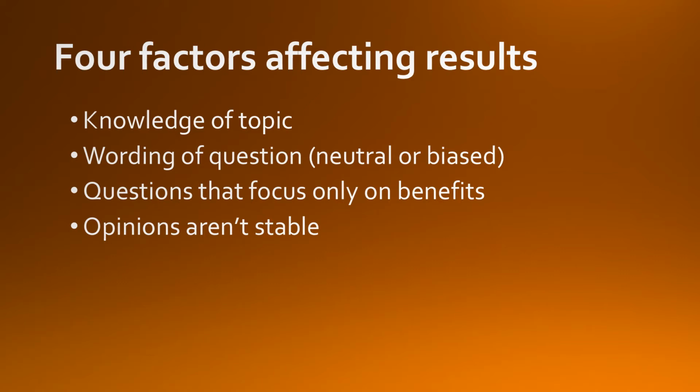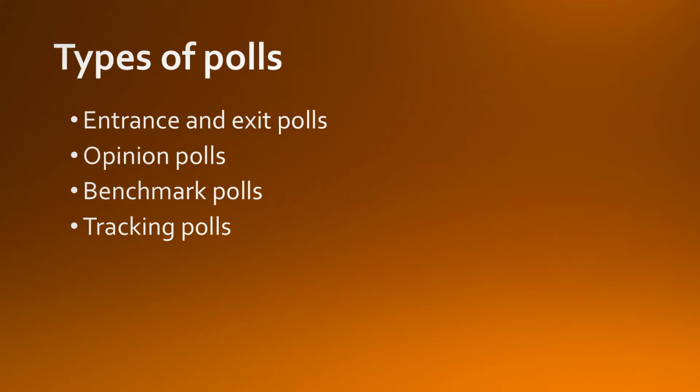And the last thing is that opinions aren't stable. They change over time. So if you were to use a poll from 10 years ago and say, hey, look, it's proof that Americans don't favor legalization of marijuana or don't support same-sex marriage, well, that wouldn't be very valid because opinions have changed quite dramatically, especially on those two issues over the last few years.